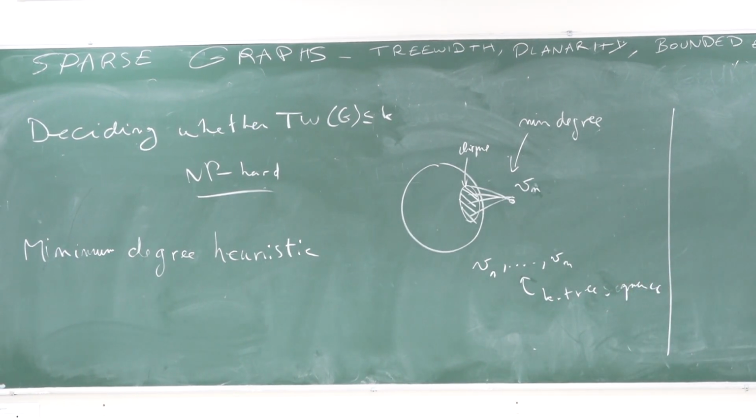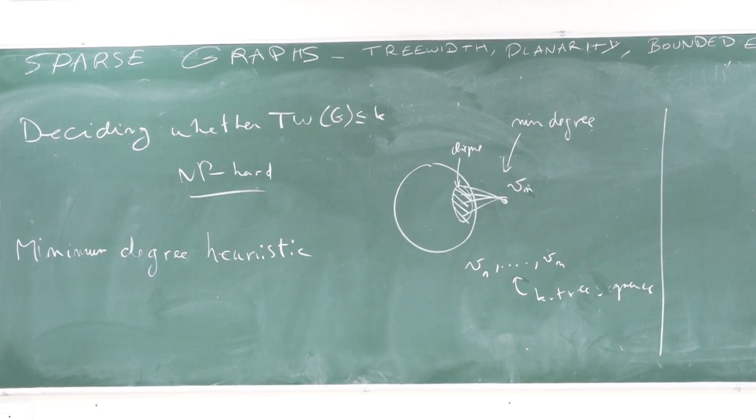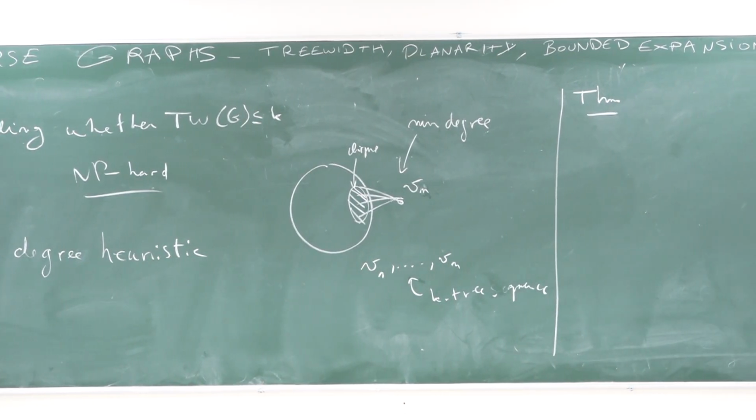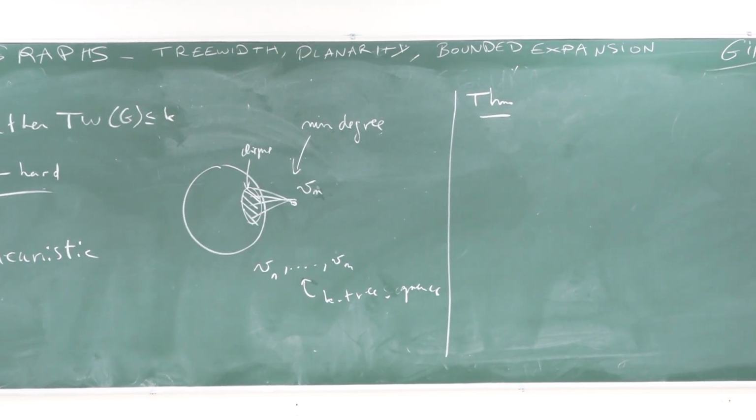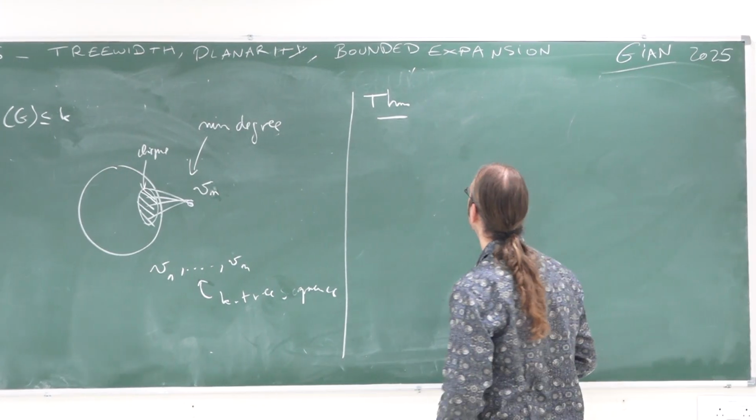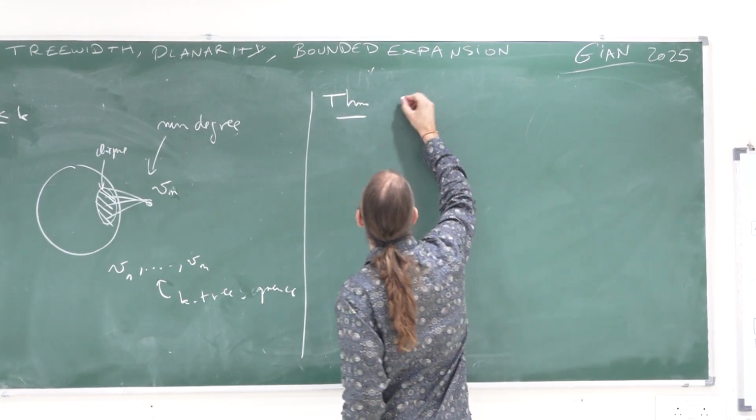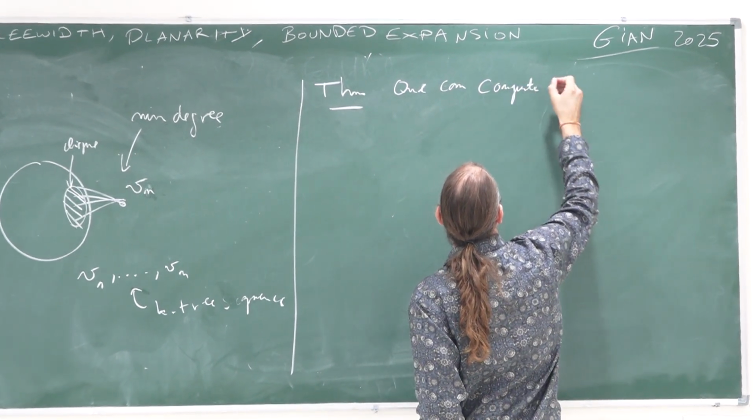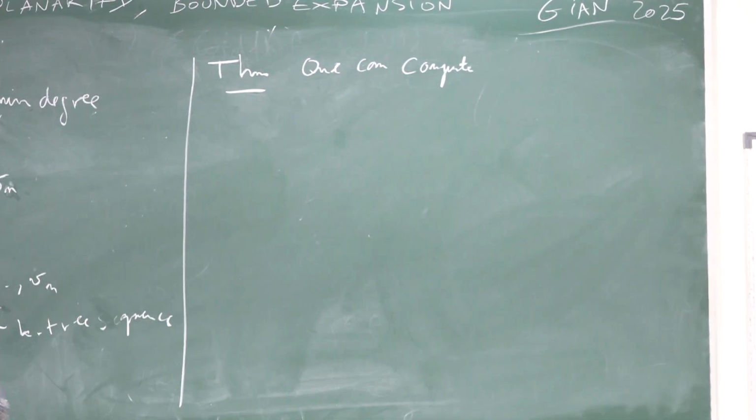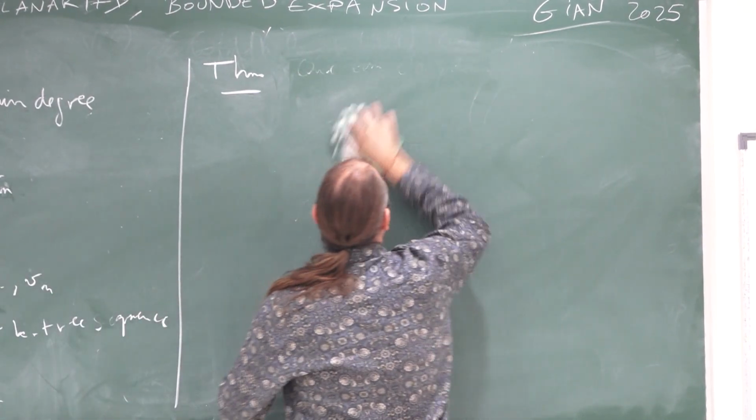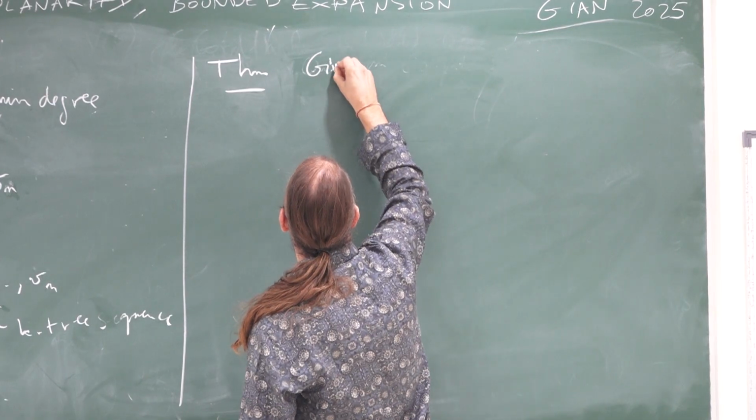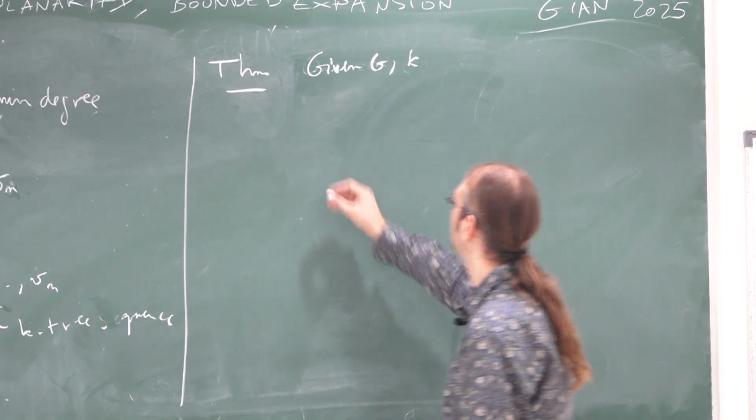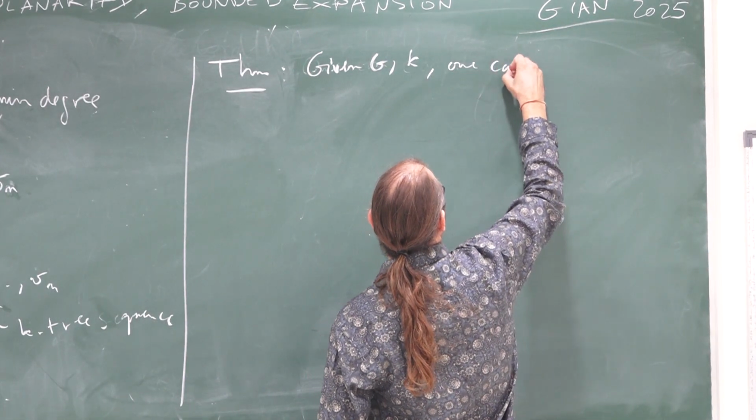But the other technique that people are using is the following. I will not go into technical details because I don't know the topic very well, but this is a theorem that you can use: there exists an algorithm such that, given a graph G and an integer k, one can compute, well, we want to find, is there a tree decomposition of width k?